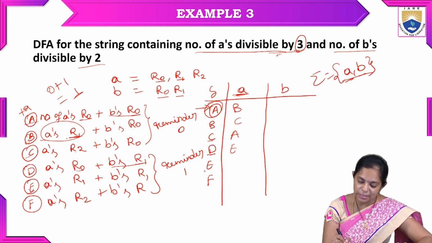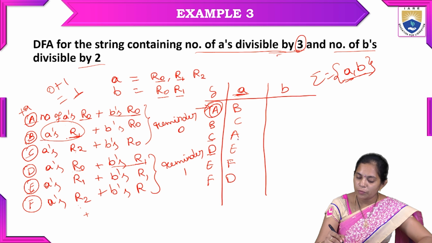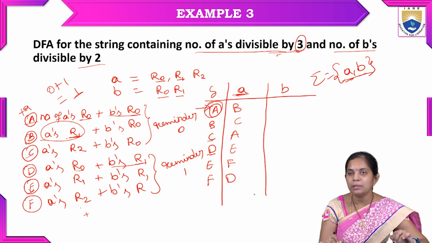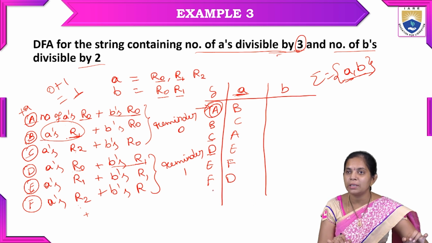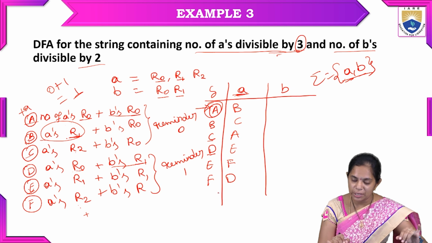And for the E state, same, it is reaching F. And for F, 2 plus 1, if you additionally give one input symbol, it is reaching the state D. So for the A input, we wrote the transition function and where it is reaching.